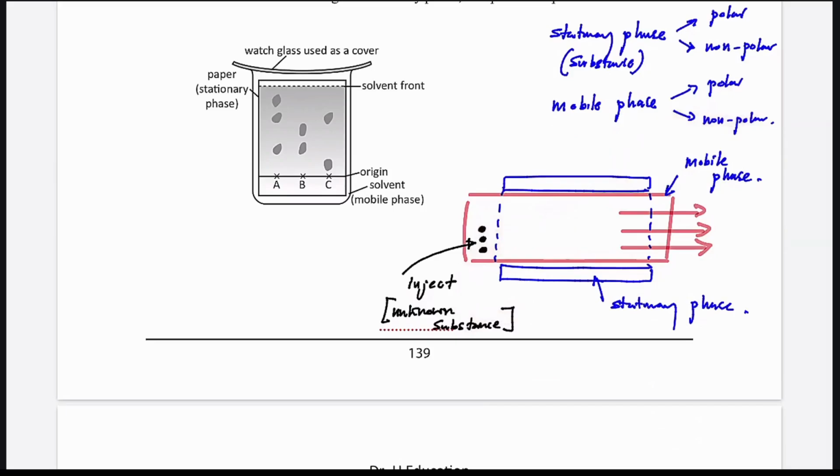Now how do you understand this? You are going to have a camera here. This camera will detect which one comes first, which one comes later, and which one is moderate. Based on that, you will get to know the polarity of the substance. This is a very primitive type of experiment to understand the substances. So this is called chromatography.